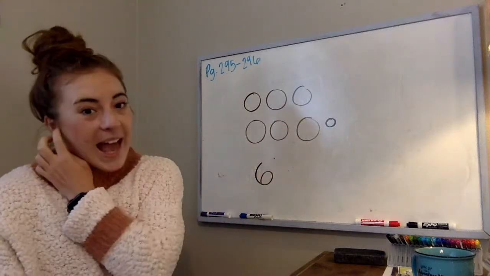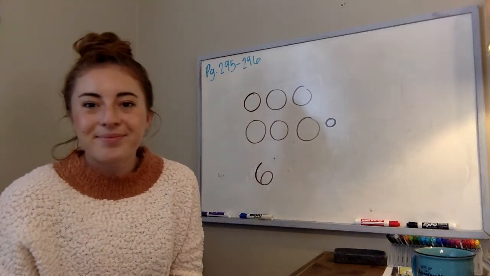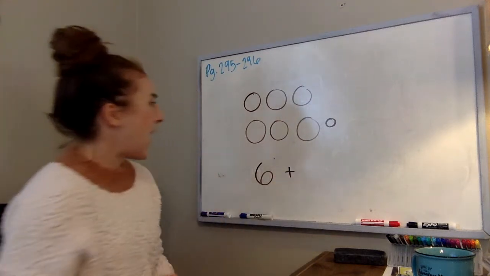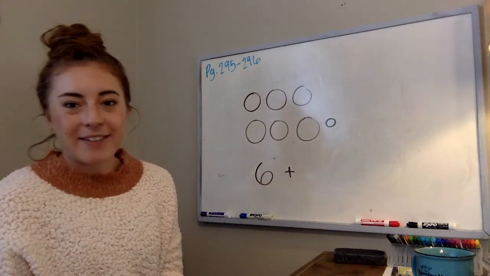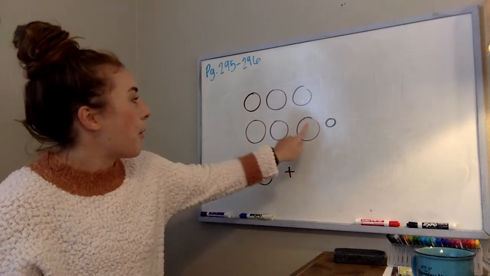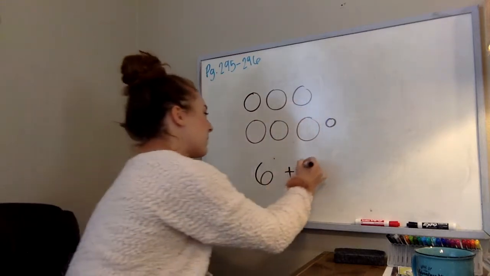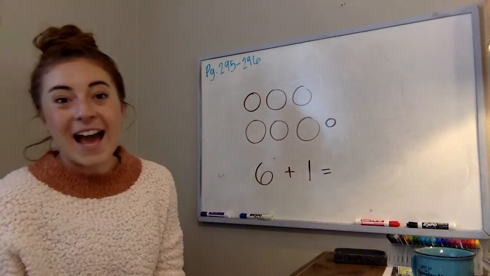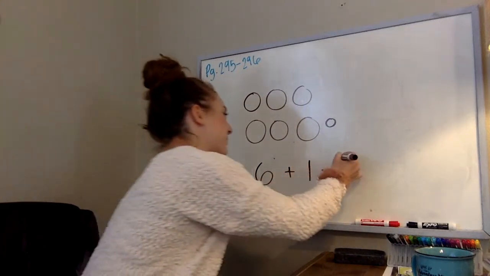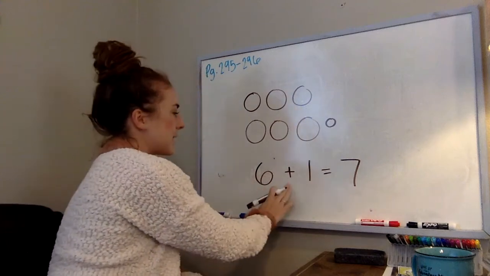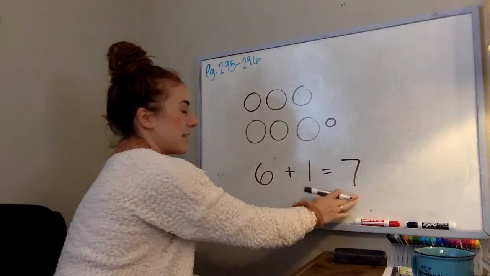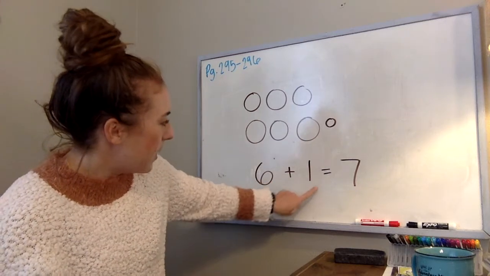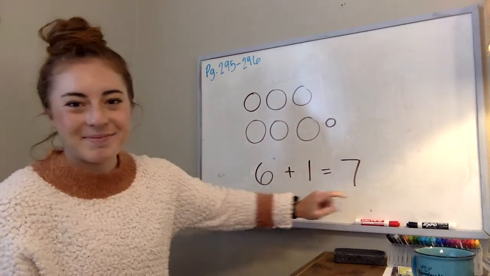And then did we add or subtract? We add. How many horses did we have? Only one more horse. And then we have 7 horses. 6 plus 1 equals 7. Can you say that with me? 6 plus 1 equals 7.